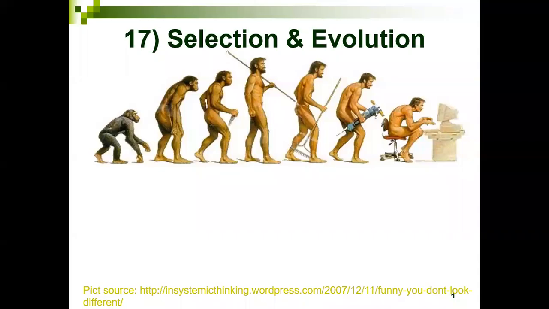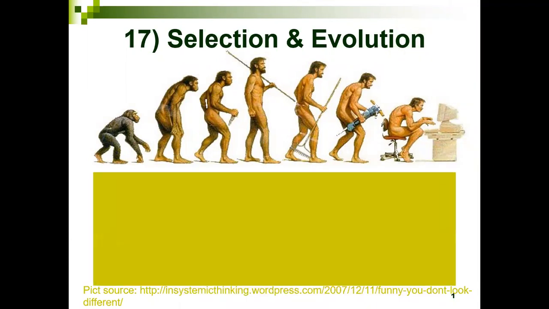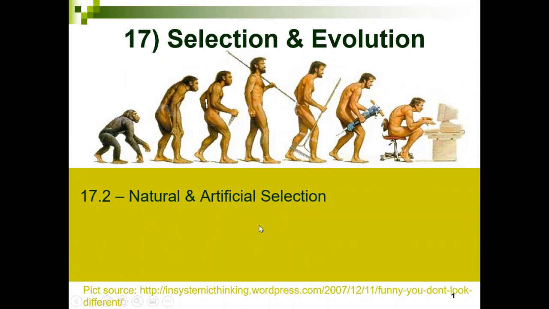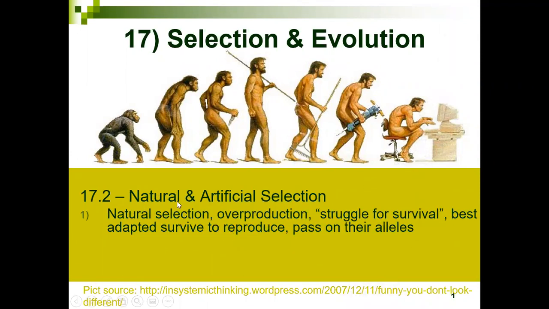So we have looked at the presence of variation in phenotype in the population of any organism. Now in this topic, we are moving into natural selection and evolution. What is the learning outcome for today's lesson? We are moving into the natural and artificial selection topic. Under this topic, you're going to learn what natural selection is, how it gives rise to overproduction, struggle for existence, and the best adapted survive to reproduce and pass on the allele.